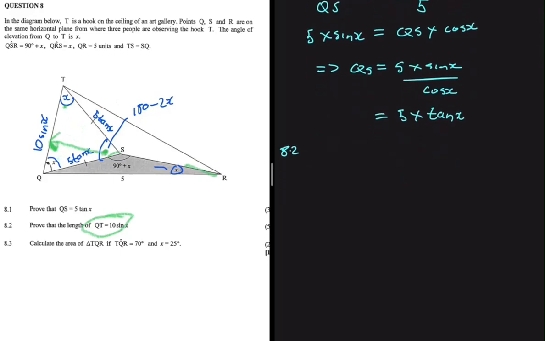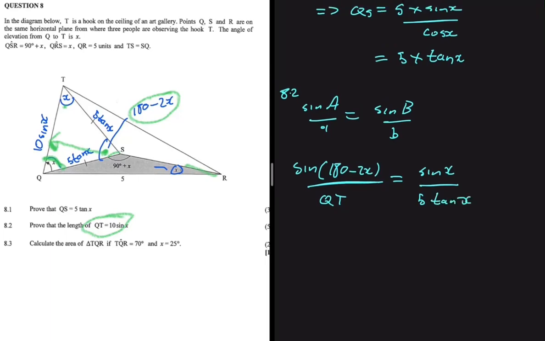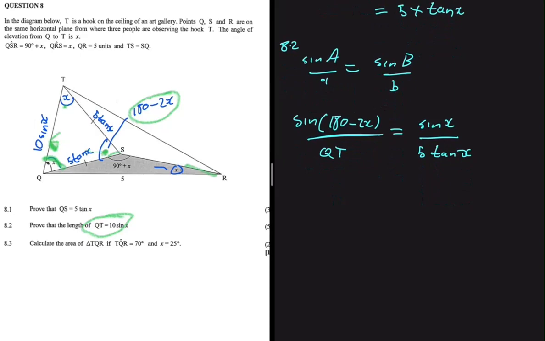So now again, we can stick to the gospel we've been preaching. So we can say that sine of A divided by A is equals to sine of B divided by B. So now we're gonna say that sine of, so we say that that angle is 180 minus 2x, right? So we're gonna say that sine of 180 minus 2x divided by the side opposite that angle, which is QT. So here we have QT will be equals to, so we can take this angle here. So we're gonna say that sine of X divided by the side opposite that angle, which is ST, right? That is 5 tan of X, right? Even if you take the other angle, you get the same thing because those two sides are equals to each other, right? So let's carry on and see what we can do here, right?